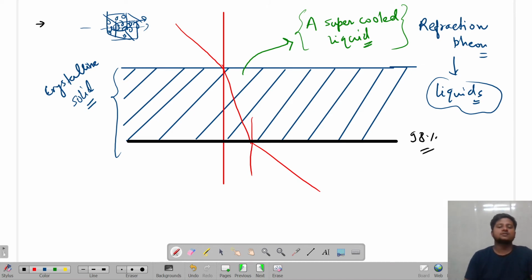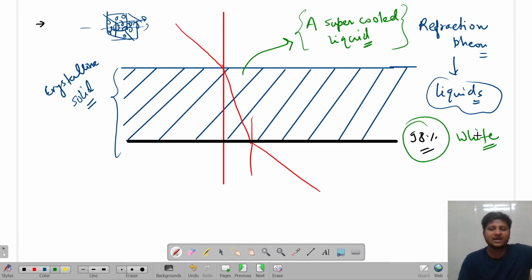Try to tell me why these silver things look white to you. Because they are reflecting 99% of the light, or not? All the 99% of the light they are reflecting. That's why they are looking white. If they absorbed this 98% of light, they would start looking black. Got it or not? Okay.